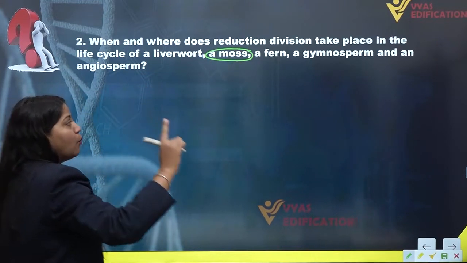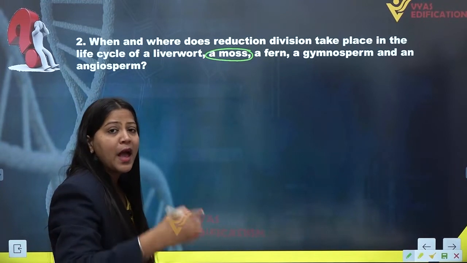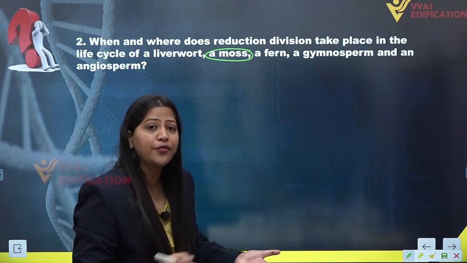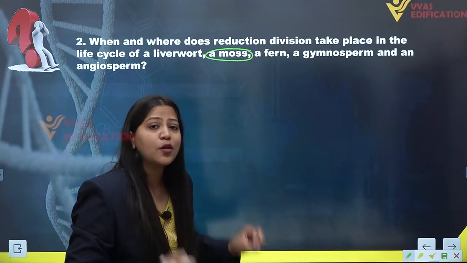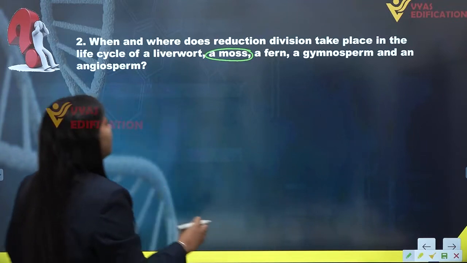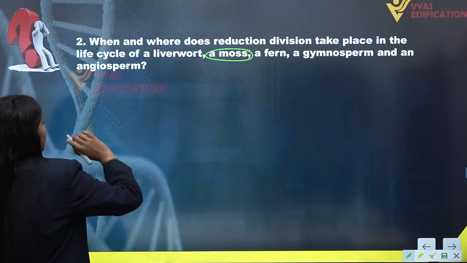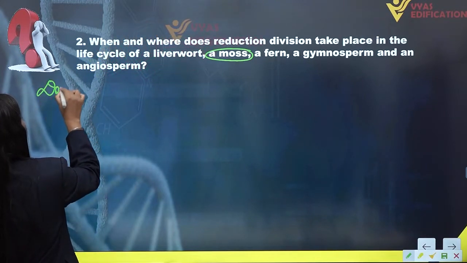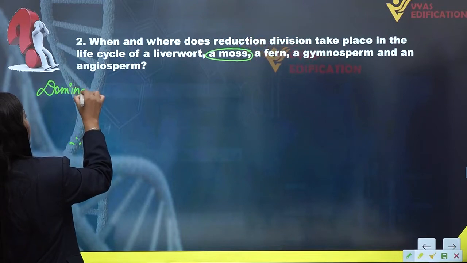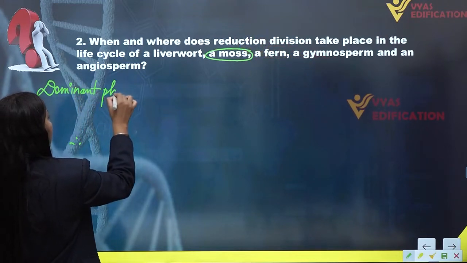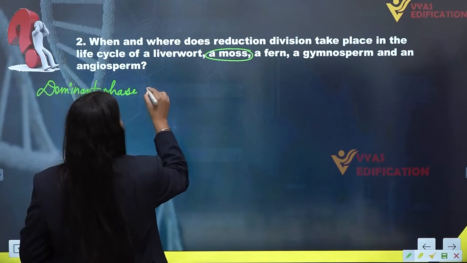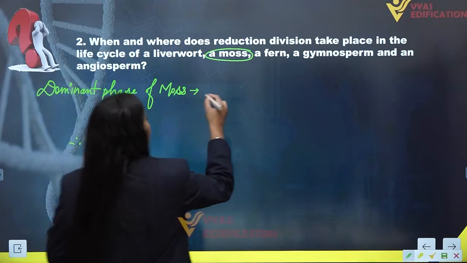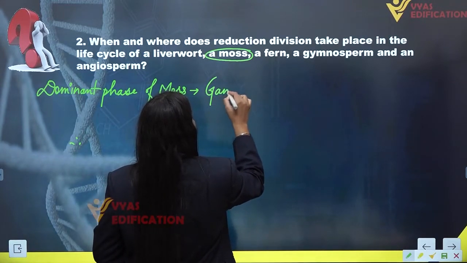Now we know that moss is also a bryophyte, and if we talk about the main plant body or the dominant phase of any bryophyte, it is always the gametophyte. It is always the gametophyte. So in case of moss, we know that the dominant phase of moss will be the gametophyte, of course.